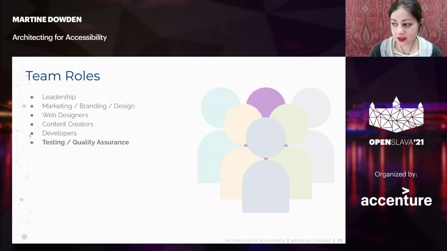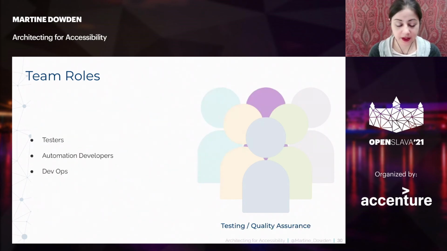And testing and quality assurance. They're going to be doing that testing for accessibility to validate that, hey, the changes that we're making are actually making the application more accessible. So they're definitely going to be involved. Whether that's via automation, whether that's manual, and again, DevOps, right? Because of being able to put any automation testing into our pipelines.